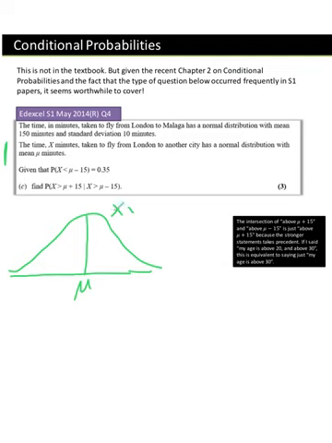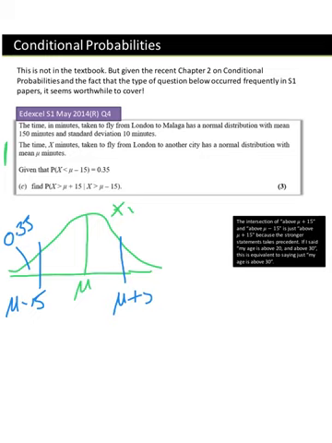It says, given that the probability that x is less than mu minus 15 equals 0.35, so that area there is 0.35, and this here is mu minus 15. Find the probability that x is greater than mu plus 15, given that x is greater than mu minus 15. Okay, so we need that.